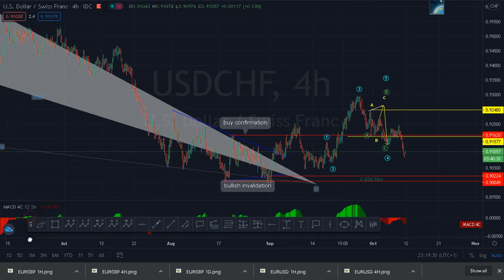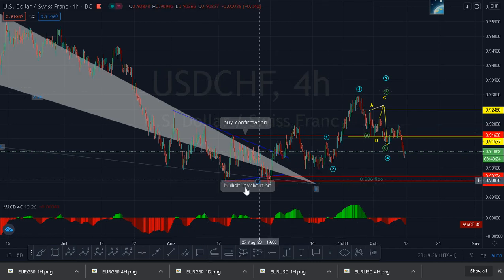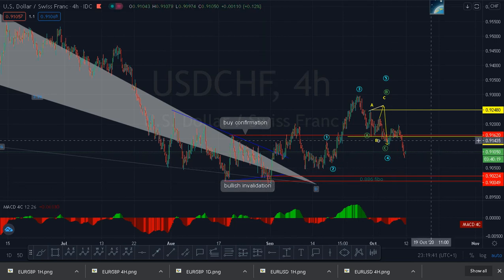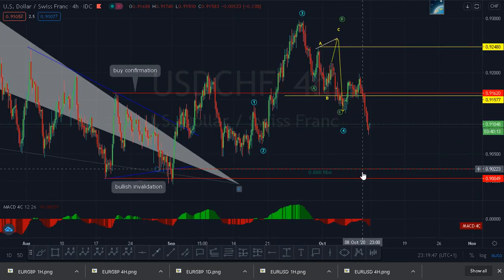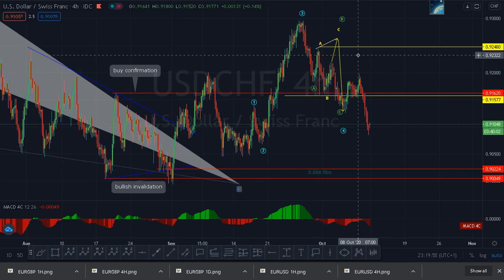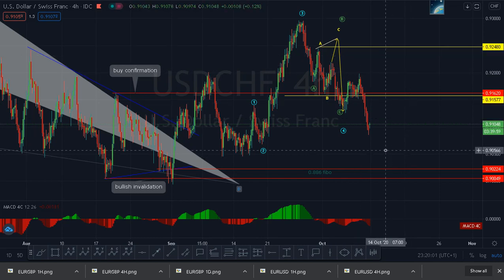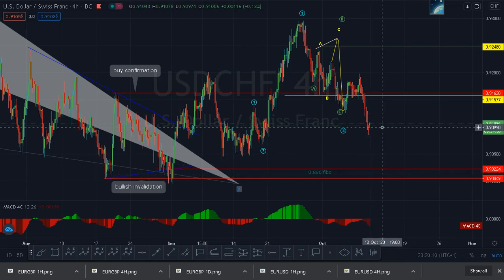Okay, so this is our old analysis on USD. It's a bullish invalidation, so it didn't invalidate. But how the market is reacting now, it seems we might have another retest of this line. I've been looking at this trade for some time, but from what I'm seeing here, we might have a further drop to this level. Then we will know whether we have a buy setup or the sell will continue.